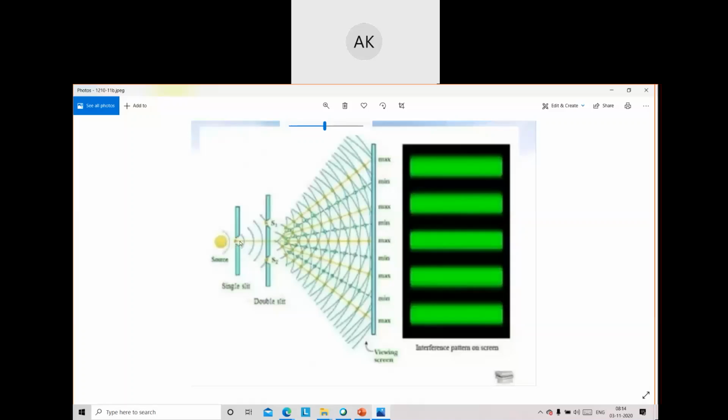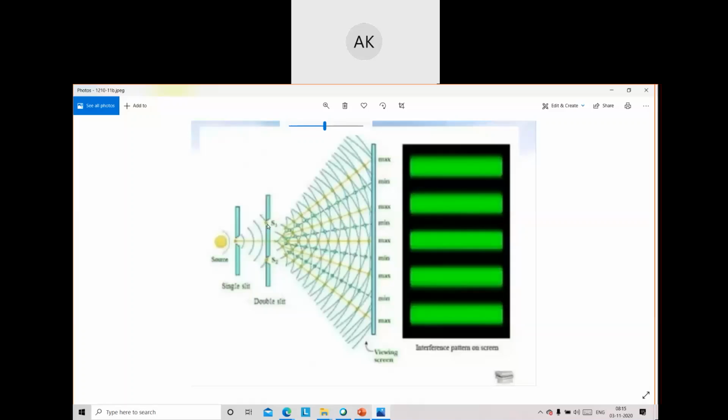Through this single slit, the wavefront is passing. That wavefront is then allowed to pass through two other small slits, which are separated by a short distance of about 200 micrometer. It's a small distance between the slits. Micrometer means 10 to the power minus 6 meter. So 200 micrometer, such a small distance between the two slits.